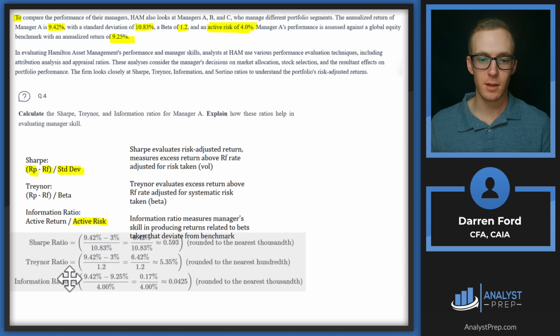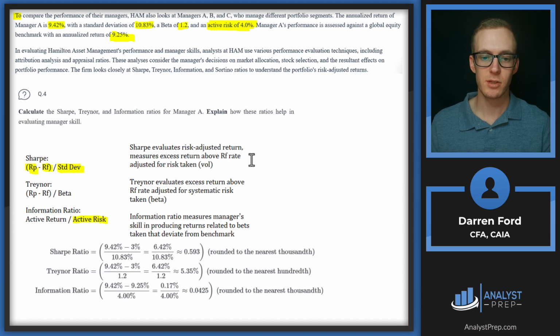So let's pull in the numbers and show the calculations. For Sharpe, it's portfolio minus the risk-free rate, same in Treynor. Then we're just changing the denominator. That brings us to 0.593 for the Sharpe ratio, and the Treynor ratio is 5.35. Information ratio uses the active risk. Like we mentioned, it's our portfolio return minus benchmark return over the active risk taken. This is also called tracking error. It gives us 0.0425.